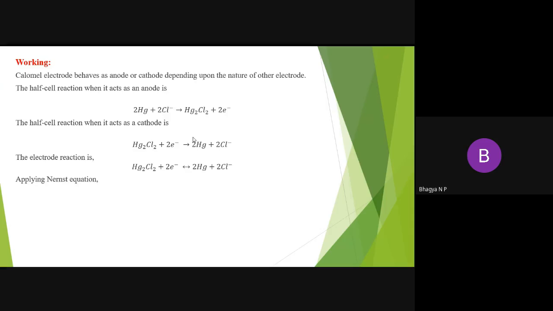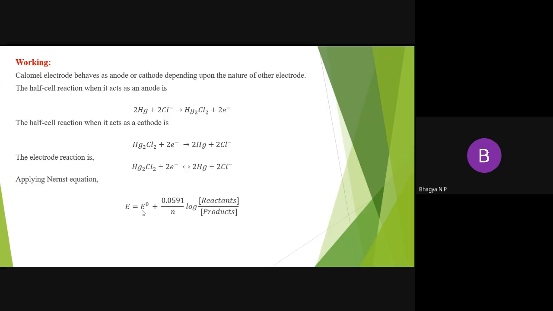So now we have to apply the Nernst equation. As we all know, when we derive the Nernst equation, we consider the reduction reaction. So here the reduction reaction is Hg2Cl2 plus 2e minus gives rise to 2Hg plus 2Cl minus. We know the Nernst equation for a single electrode, but we don't know the Nernst equation for the chemical reaction. So this is a chemical reaction. Then what is the Nernst equation for the chemical reaction?